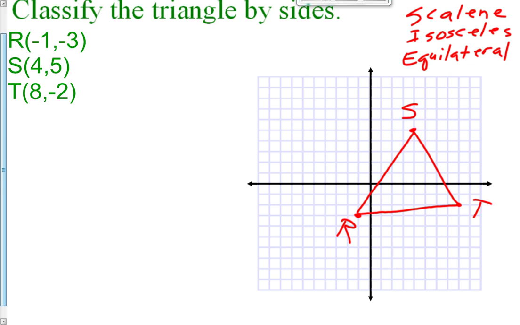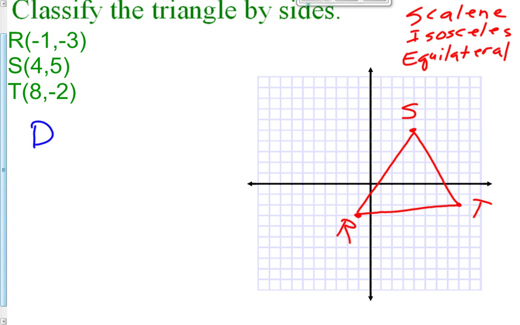So how do we find out if the sides are equal? Well, we've got to find the length of each side. So we have to find the distance of each side. What's better than doing the distance formula once? Doing it twice. What's better than doing the distance formula twice? Doing it 3 times, right, everybody? We're going to do the distance formula 3 times to find the length of all 3 sides.